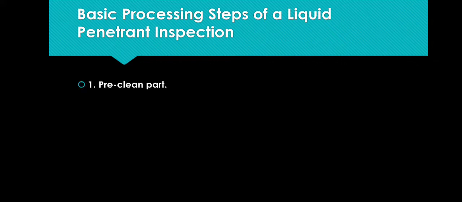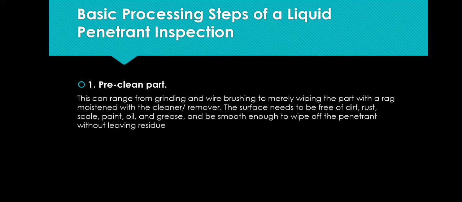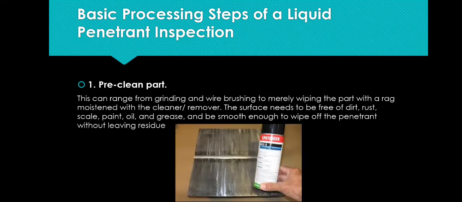The first step is pre-cleaning. This can range from grinding and wire brushing to merely wiping the part with a rag moistened with the cleaner or remover. The surface needs to be free of dirt, rust, scale, paint, oil and grease, and be smooth enough to wipe off the penetrant without leaving residue. So the test material should be clean. That is the first part. We generally use a cleaner and wipe the test material for cleaning.